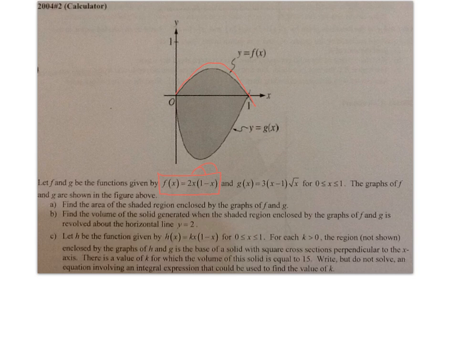We also have g of x, which is equal to 3 times the quantity x minus 1 times the square root of x. So that's not just a simple parent function kind of a deal. That's kind of a strange function we're working with. They have this one graphed down below. And it says for x values from 0 to 1.